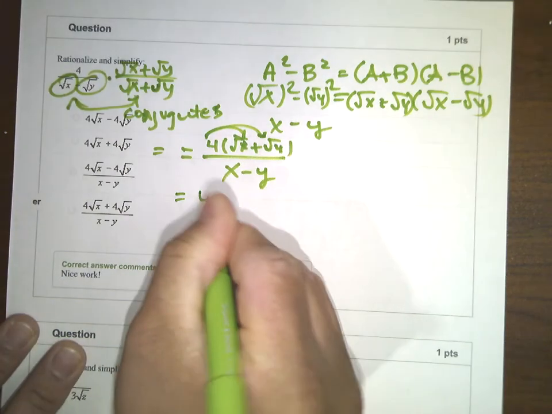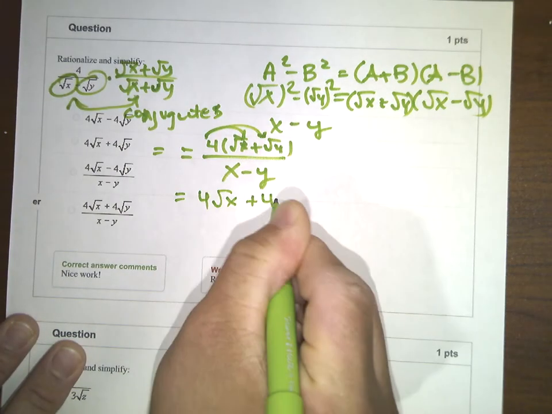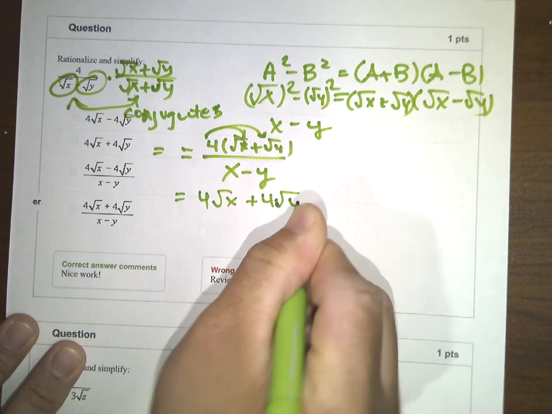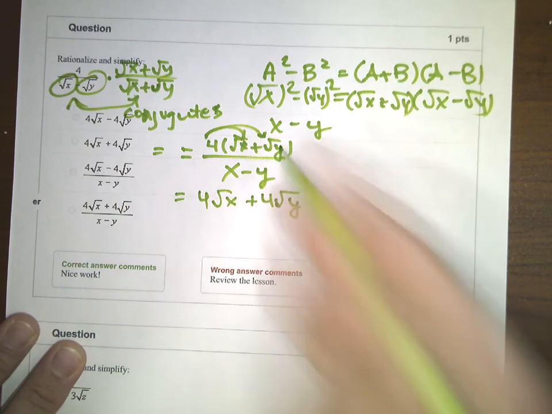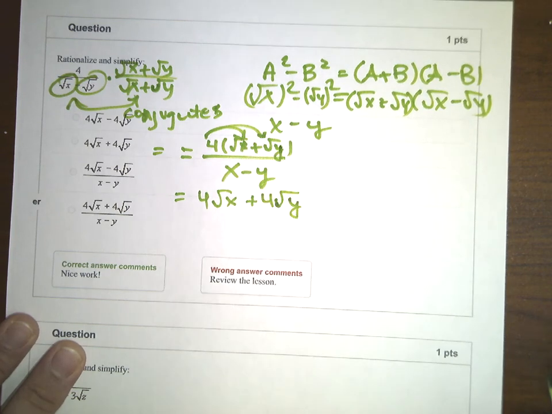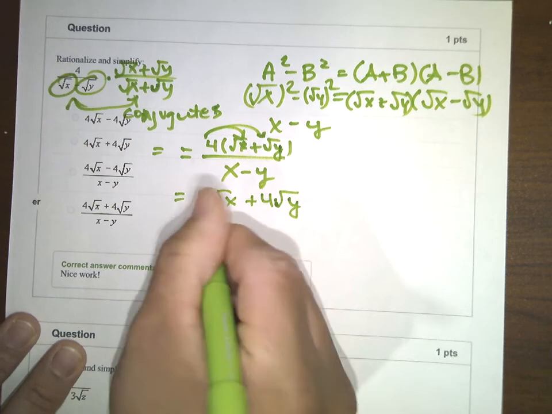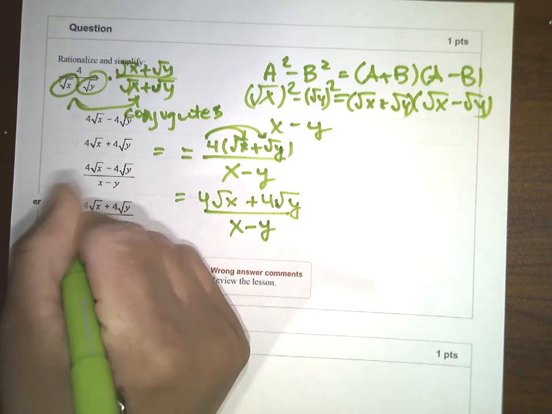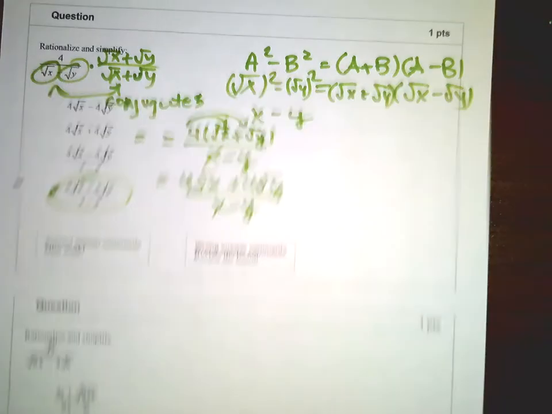Here we do need to distribute the 4 because none of the factors will cancel out. So we have 4 square root of x plus 4 square root of y, and I'll make that y look more like a y so you don't think it's a 4, in the numerator, all over x minus y, and there is the final answer right there.